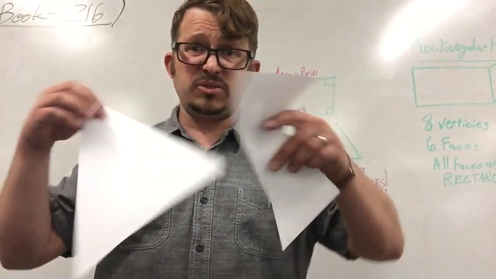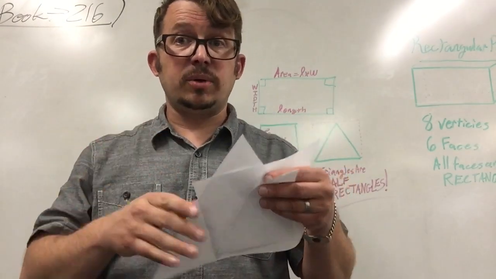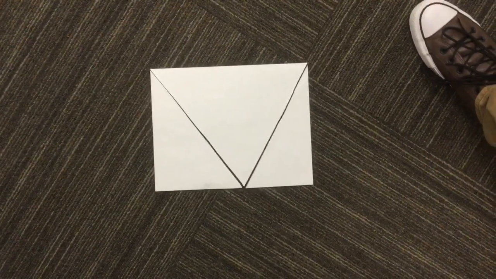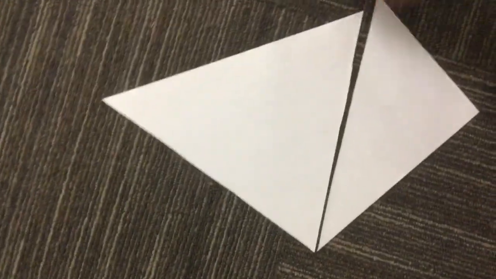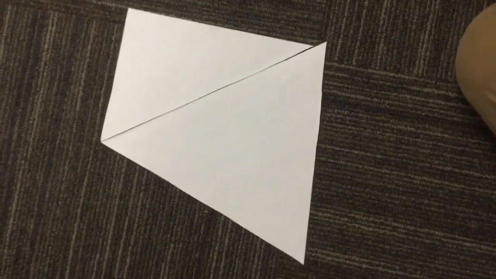This one, it's a scalene triangle. None of these are the same sizes. I'm going to lay it out on the floor and show you what it looks like. All right, so here it is. This is a scalene triangle. None of the sides are the same size. This one won't match up there. This one won't match up there. And it won't match over here either. So none of the sides are the same size. But watch this.